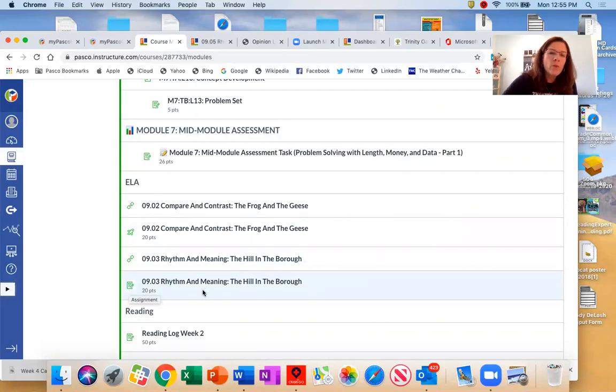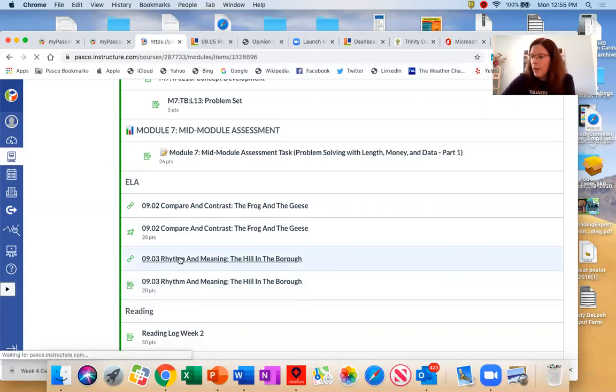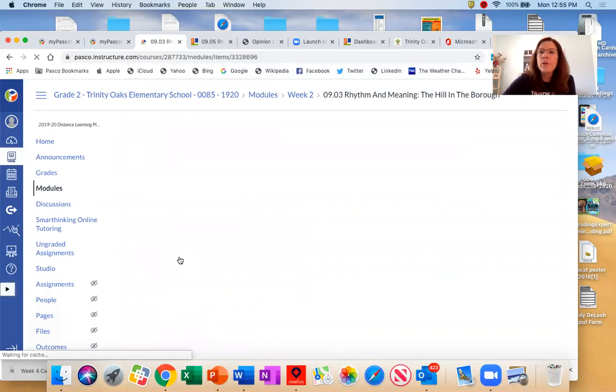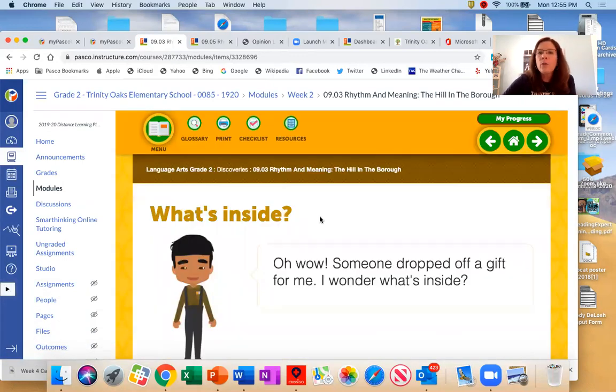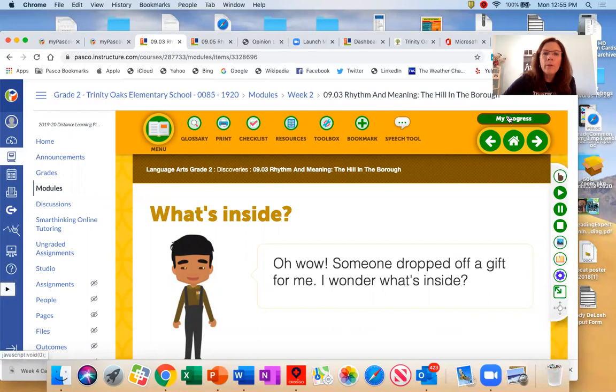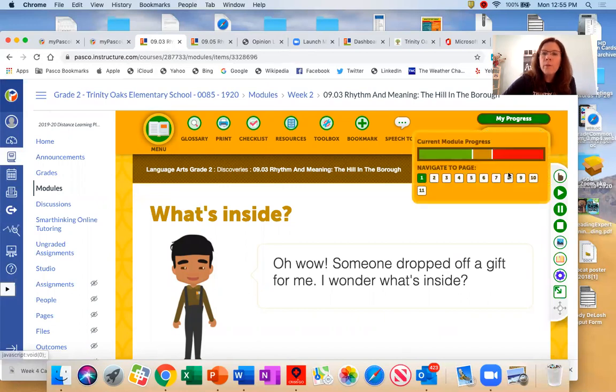Now remember, this is where you're going to submit your writing piece, so you go back to the lesson to look at it. Now there's only a little bit that I want to show you from week 2, so I'm not going to go through all the pages. I'm going to go up to my progress. I'm going to skip right over to page 8.